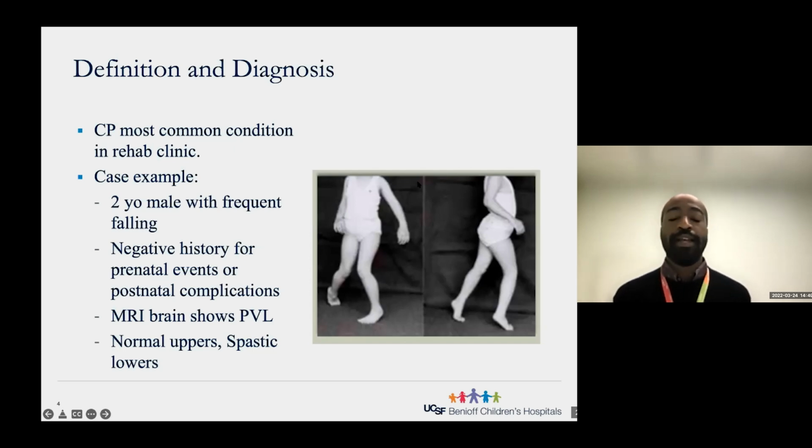advanced imaging, and we find that the MRI brain shows periventricular leukomalacia, so evidence of an early injury to the developing brain. And the clinical exam seems consistent, where there's lower extremity spasticity or impaired motor movement or coordination in the lower extremities, whereas the upper extremities are behaving normally. And so this clinical picture is consistent with the diagnosis of cerebral palsy.